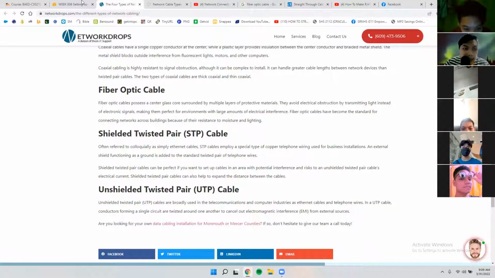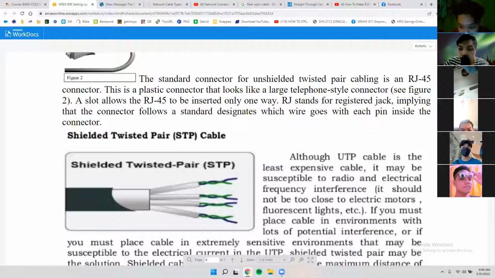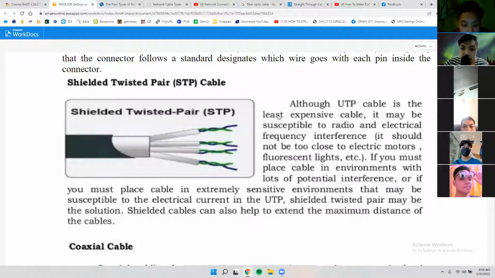So balik tayo ulit dito sa module natin. Yan, okay. So pag sinabi naman natin ito, UTP cable, so at least expensive cable.